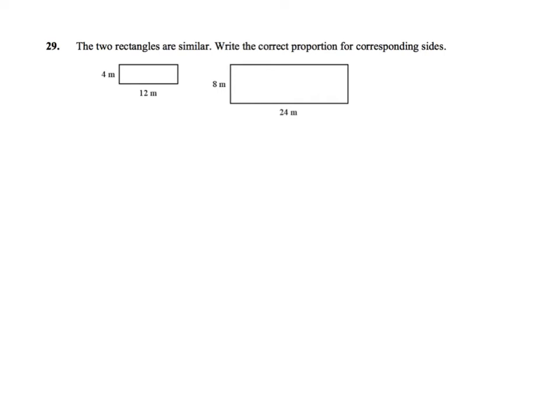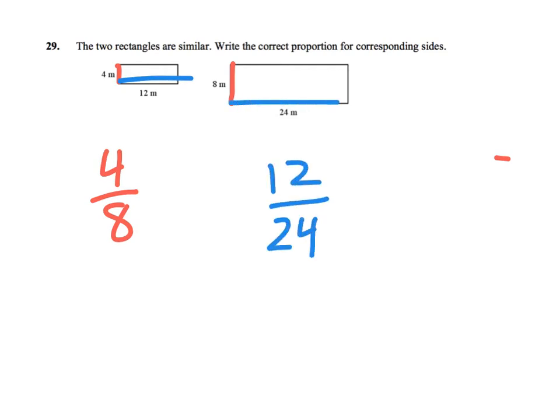Number 29 says the two rectangles are similar. Write the correct proportion for corresponding sides. So I need to make a fraction with my two sides in the same spot. So I would do 4 over 8. That would be one of my proportions. Now my other proportion could be 12 over 24. Now here's the thing. These should be equal. Let's simplify them and see if they are.